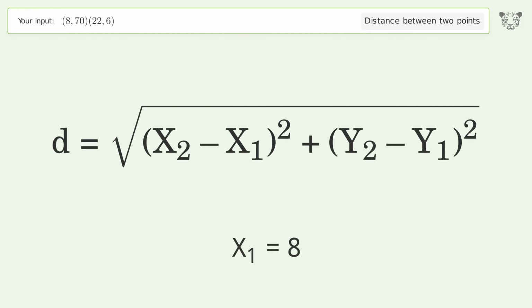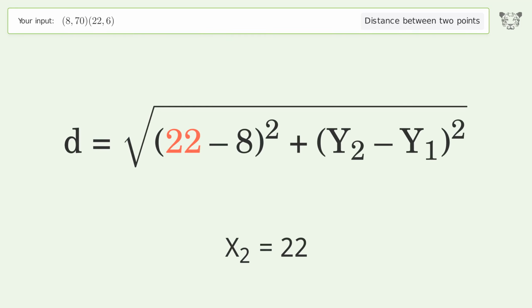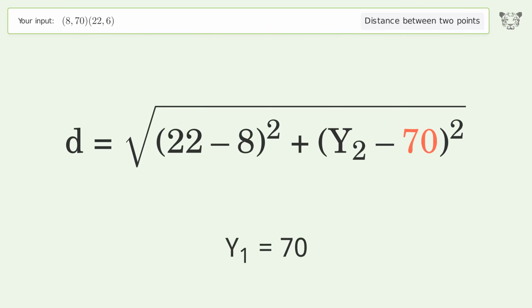x1 equals 8. x2 equals 22. y1 equals 70. y2 equals 6.